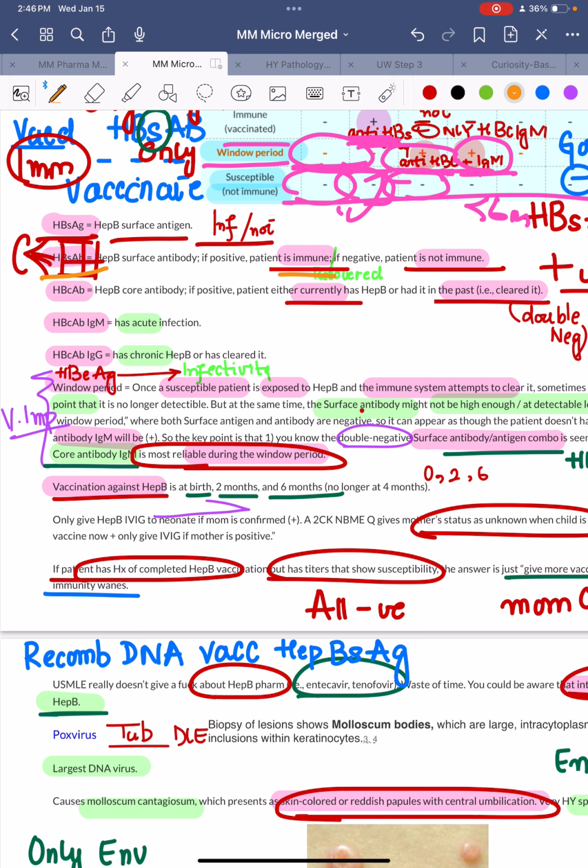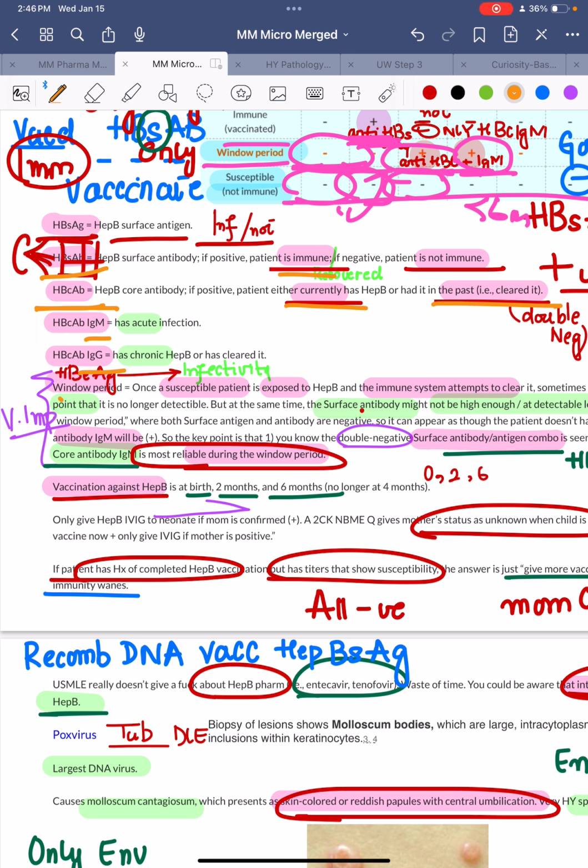It doesn't actually tell us whether the immunity was due to a previous vaccination or because the patient cleared the virus previously after an infection. Then we have the HBc antibody, and that tells us that the patient currently has Hep B or had it in the past and has cleared it. The HBc antibody develops as soon as the patient gets infected, and then we can further divide it into IgM, which tells us it's an acute infection less than 6 months, or IgG, which tells us that it is a chronic infection greater than 6 months.